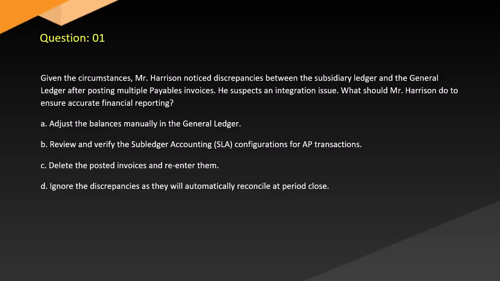A. Adjust the balances manually in the general ledger. B. Review and verify the subledger accounting SLA configurations for app transactions. C. Delete the posted invoices and re-enter them. D. Ignore the discrepancies as they will automatically reconcile at period close.